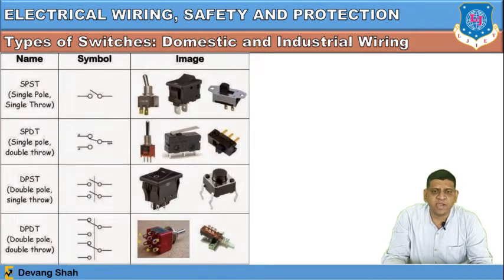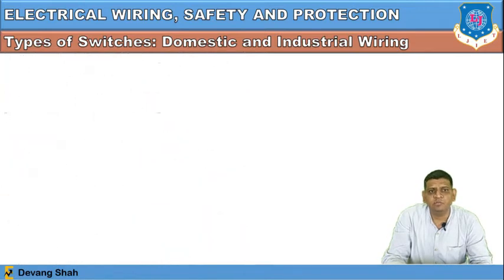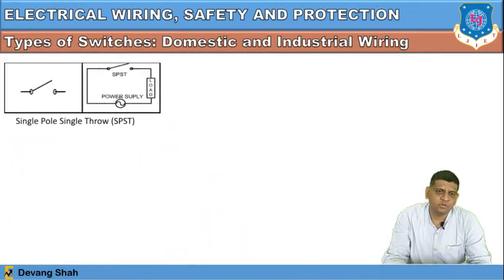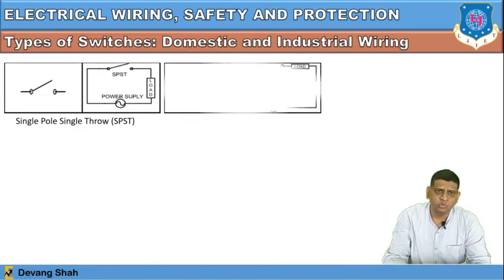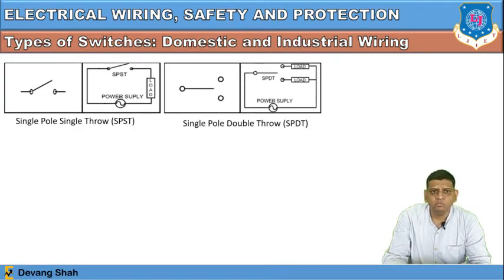So for a better understanding, we'll define the different types of switches, like the single pole single throw switch with its symbol, and where you are going to use it, where one of the power supply is connected to a simple switch and the load is connected. You can connect the lamp here, and this is a simple switch with single pole and single throw, right? So there is only one pole, right?